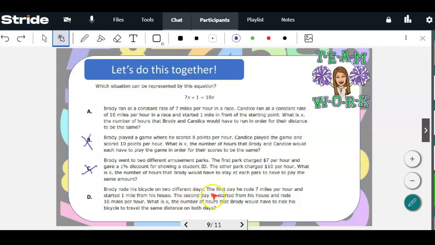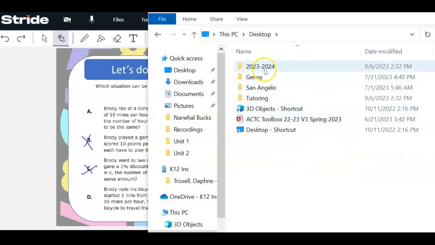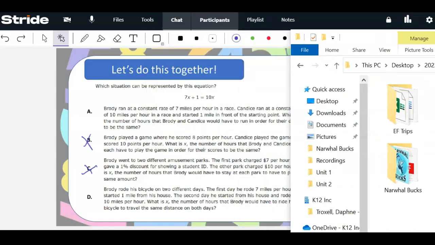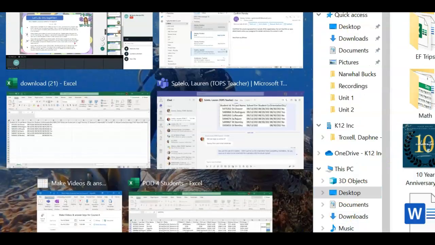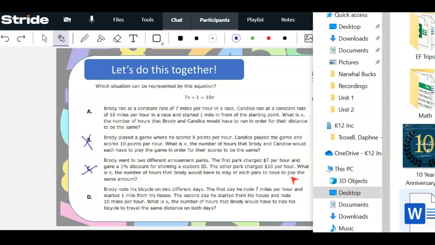Brody rode his bicycle on 2 different days. The first day he rode 7 miles per hour and started 1 mile from his house. The second day he started from the house and rode 10 miles per hour. All right, so what is x, the number of hours that Brody rode? All right, so look at A and D again. And let's decide which one it's going to be.